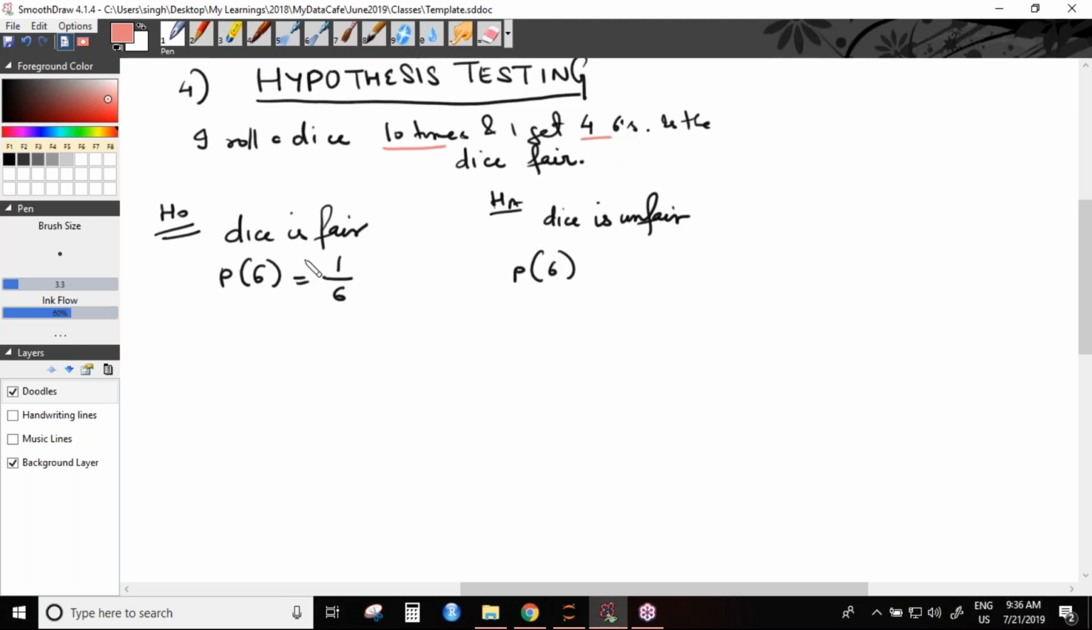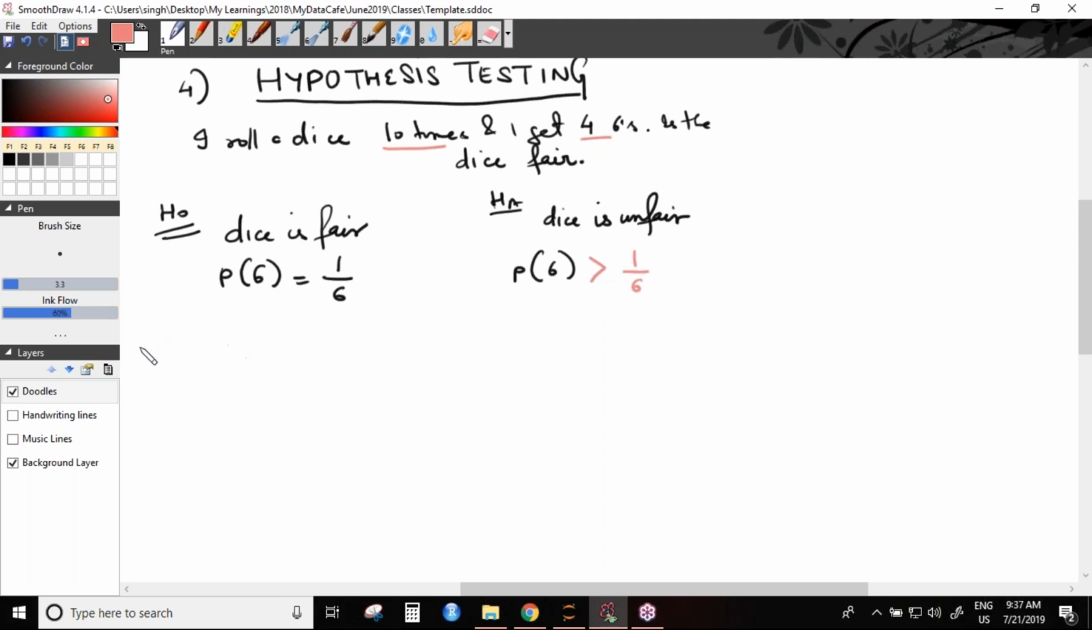Because the probability is 1 by 6. That means 6 times you roll, you might get it once. So going by that logic, if you roll it 12 times, you might get it twice. But in 10 times itself, you have gotten 4. So this is more than usual. So you have been lucky. So it should be: dice is unfair and the probability of getting a 6 is higher than 1 by 6. This is your alternative hypothesis. I hope everybody understands this.